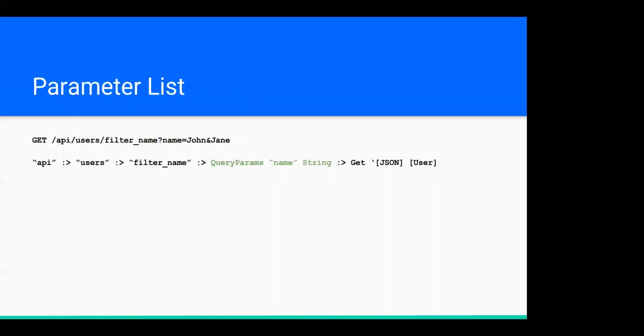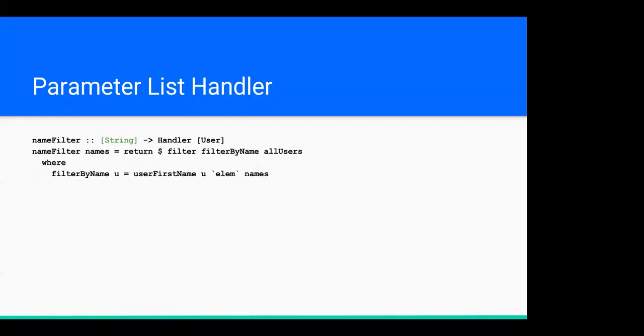You can also provide a parameter list. So say we're filtering by name and supply both John and Jane and whatever else you want. It's a very simple process. The combinator is just called QueryParams, plural, with an S, instead of QueryParam. And same thing, we just supply a type. This time in our server-side handler, we're going to have a list of strings as our parameter. And once we have those, pretty straightforward.